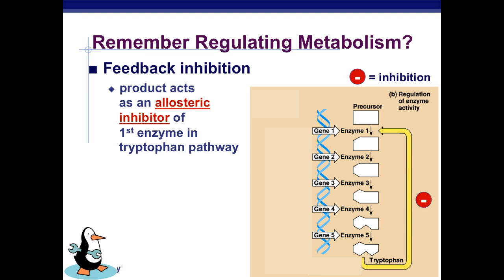Remember regulating metabolism? There's feedback inhibition. Products act as an allosteric inhibitor of the first enzyme in the tryptophan pathway, but this is a wasteful production of enzymes. So the presence of tryptophan will prevent the production of the other enzymes 1, 2, 3, 4, and 5. But this is wasteful because why are you producing enzymes that you do not need?